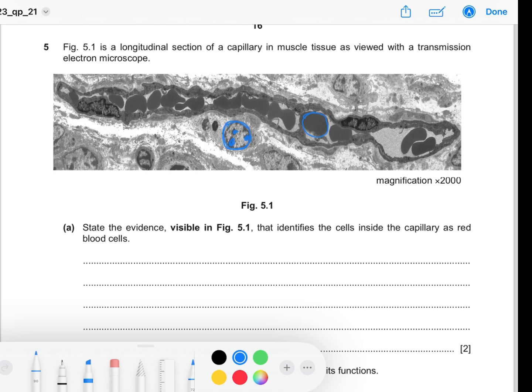That's one indication. The other one is that these are biconcave in shape. Both of these are features of red blood cells, that they can bend into biconcave disc shape to be able to flow through capillaries, and they do not have large organelles like nucleus and mitochondria.